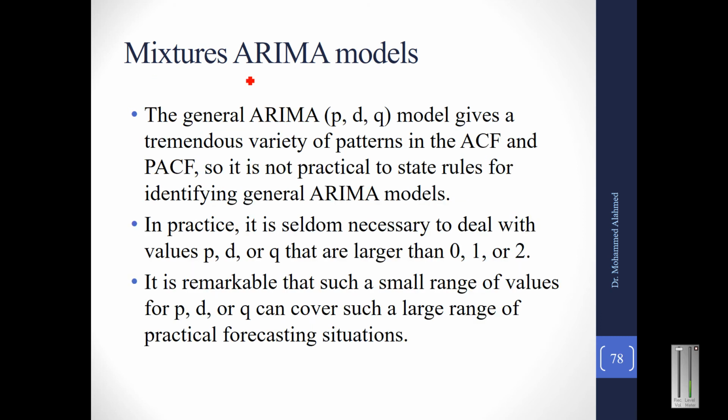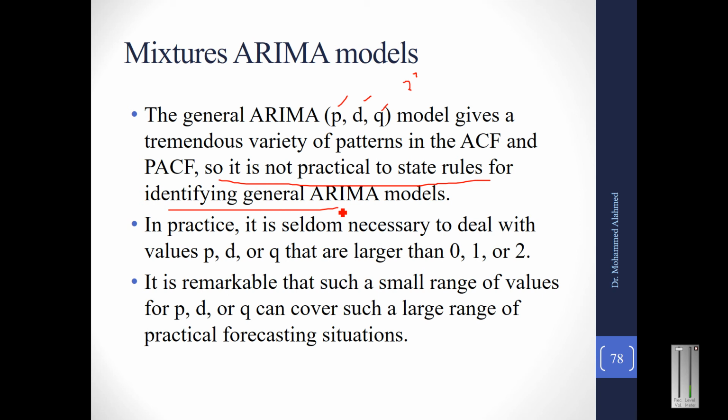So the general ARIMA p, d, q gives a tremendous variety of patterns. You can have only this, only this, only this, or a combination of these. There are 3 terms here, so 2 raised to 3 combinations. Of course, with respect to numbers, you can have infinite ARIMA combinations, because p can vary from 0 to n, d can vary from 0 to n, and q also can vary to a high number. So it's not practical to state rules for identifying general ARIMA models.